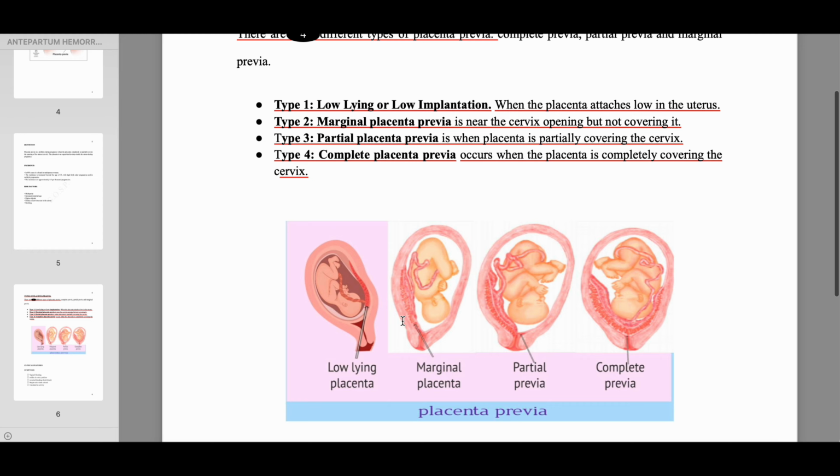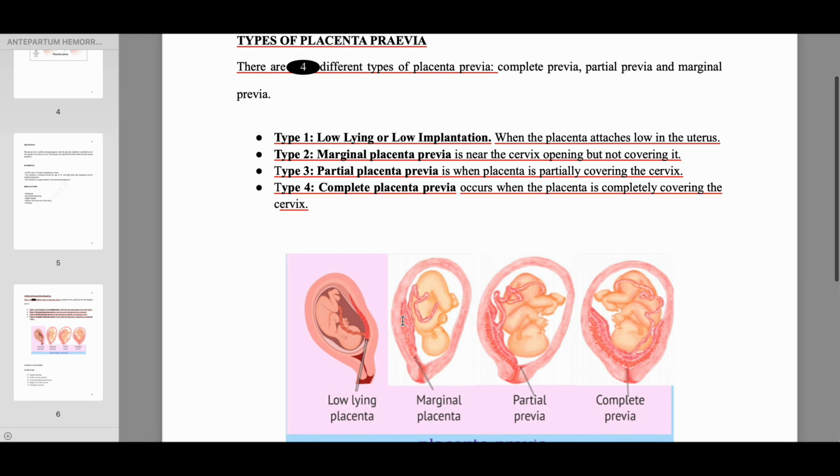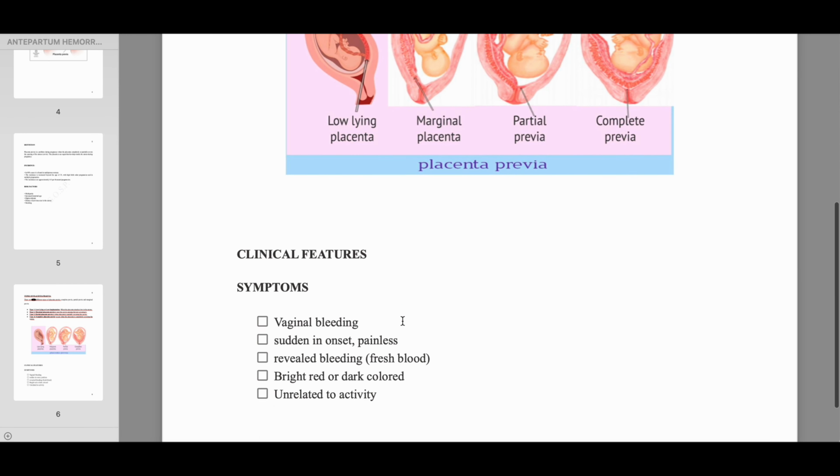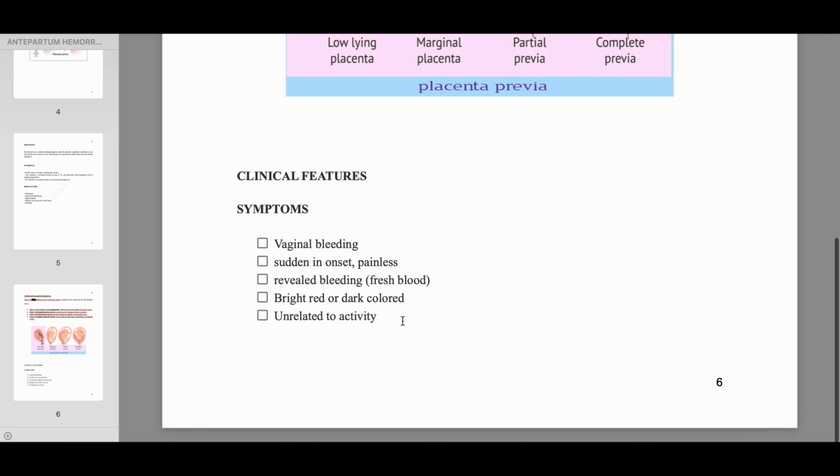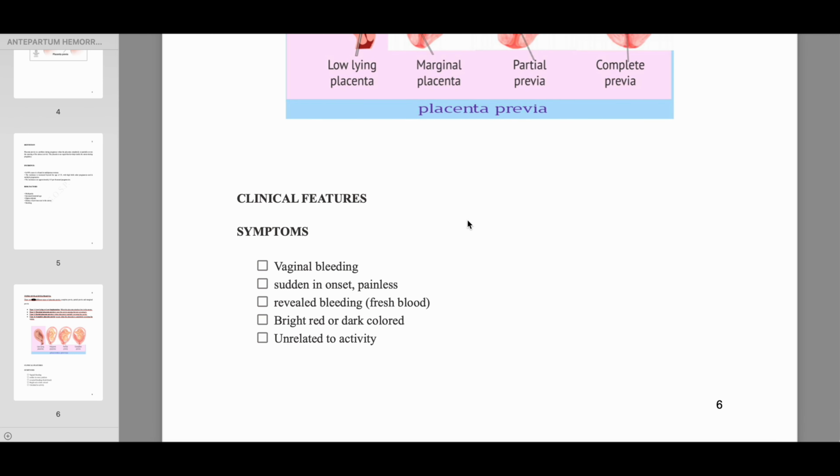Okay, so these are all the types of placenta previa. Let's see the clinical features of placenta previa. What are all the symptoms we can find if the mother is in this condition? The symptoms: vaginal bleeding may occur. Sudden in onset, painless, revealed bleeding; fresh blood, bright red or dark colored blood may be seen.